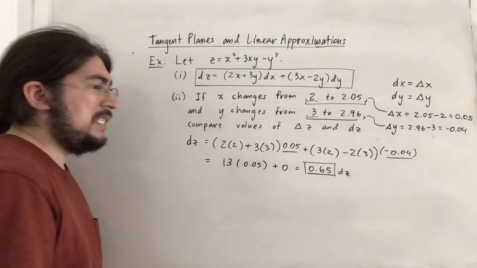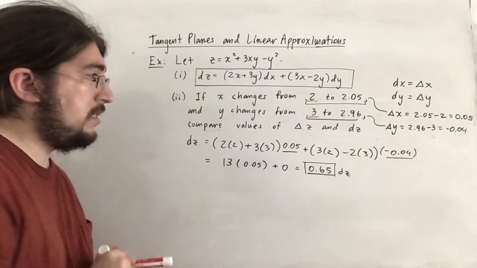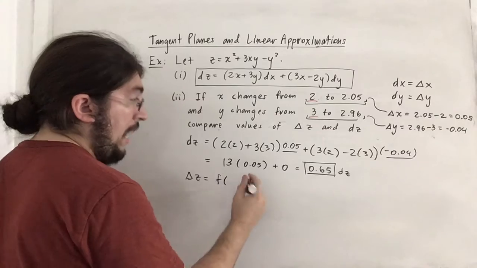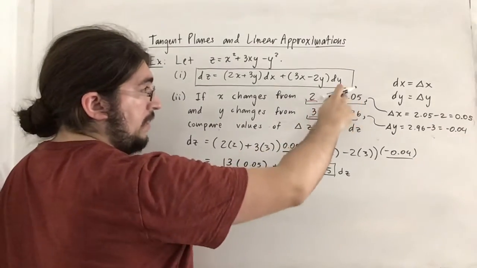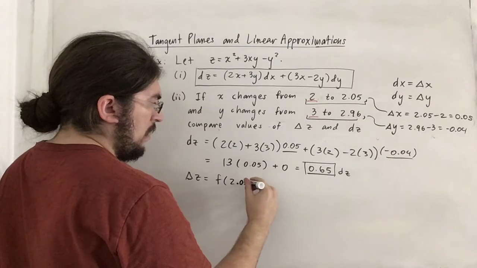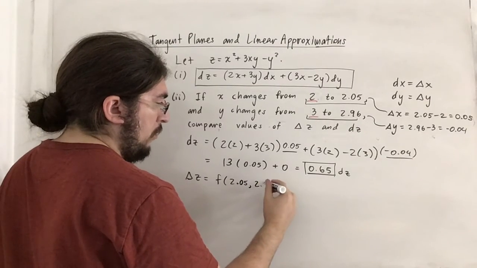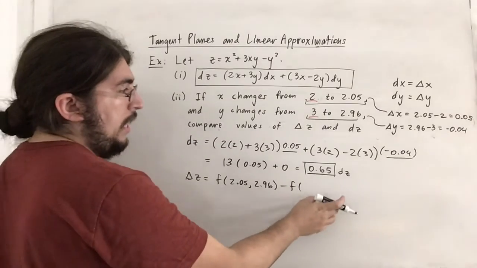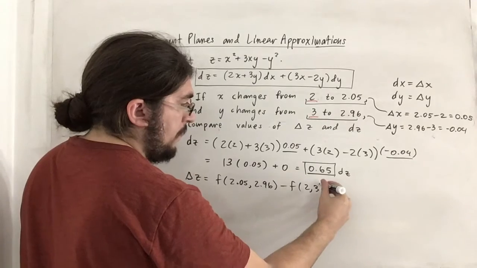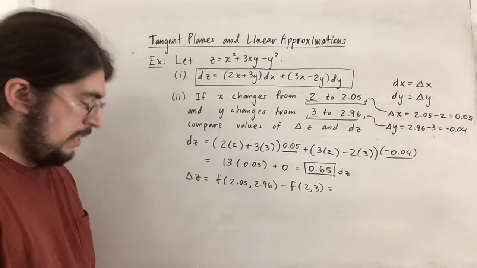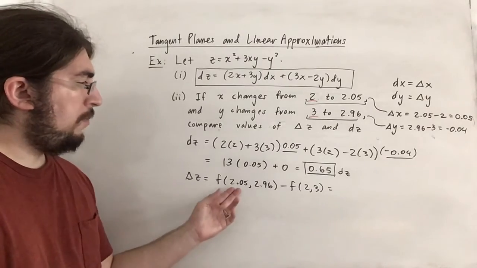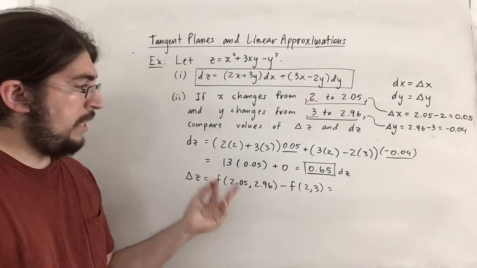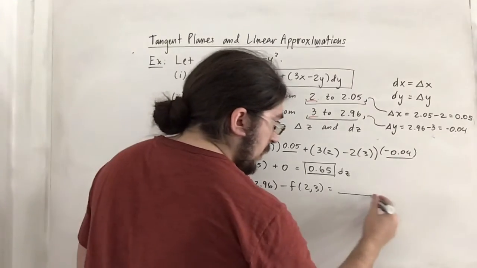Now I want to compare it to delta z. Delta z is literally the change in the z values. So delta z is going to be the difference of f when evaluated at the new x and y values, 2.05 and 2.96, minus f evaluated at the original ones, which are 2 and 3. Okay, let's see. Plugging in 2.05 and 2.96 into this is a little bit of a mess, so I'll do that off screen. But for right now, I'll at least leave some space here and I'll handle this one.